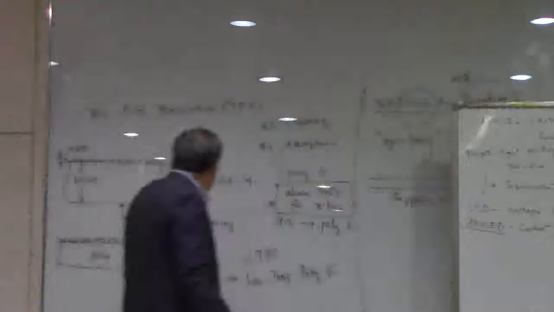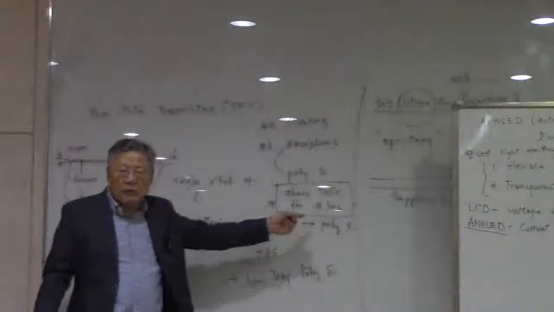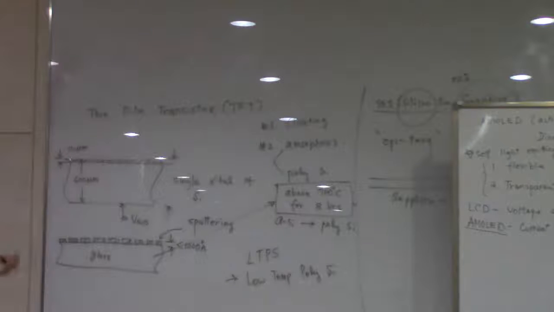If you use a glass substrate, then you have to heat it up to 700 degrees centigrade for 8 hours to transform the amorphous silicon into polysilicon in solid state. Okay? And the glass cannot put up with that high temperature for that long time.